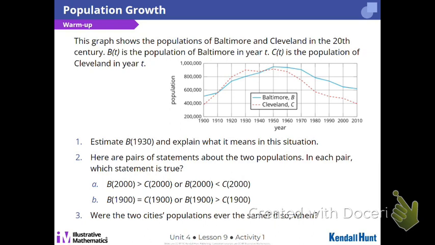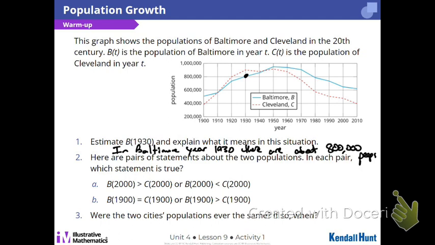Okay, so checking out these populations. So what does it mean in situation? For one, it means in Baltimore, year 1930. How many people? Yeah, there's about 800,000 people. Okay, so if I go to 1930, we're looking right there as our reference point. 1930 in, 800,000 out. For number 2, in year 2000, which is more?